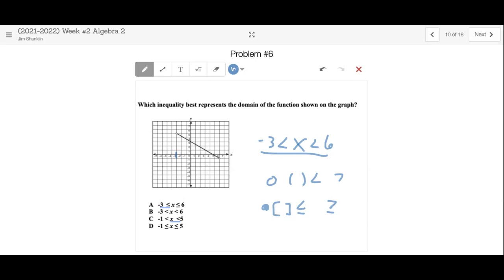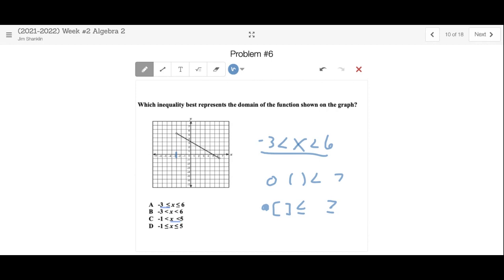I just changed number 6 to C, and we already said it was B, right? Mr. Shanklin, get with it. All right, so my answer is B. Hit submit there. Sorry about that, guys. Okay, that should be right. Number 6 should be letter B.